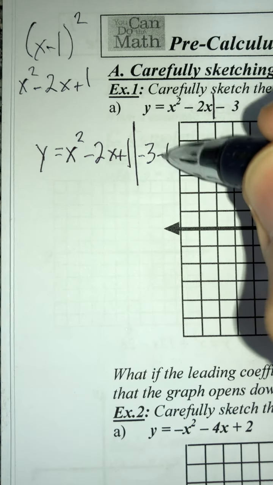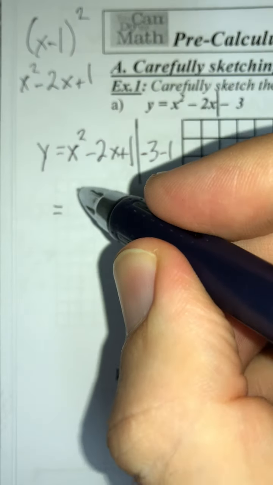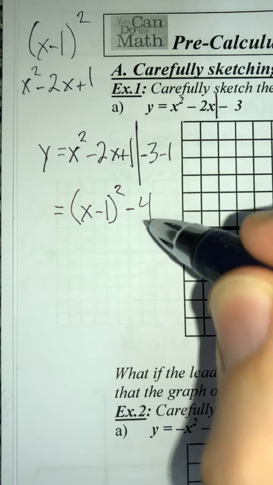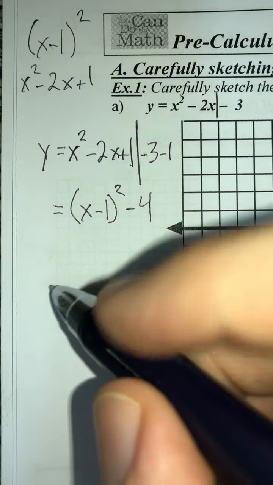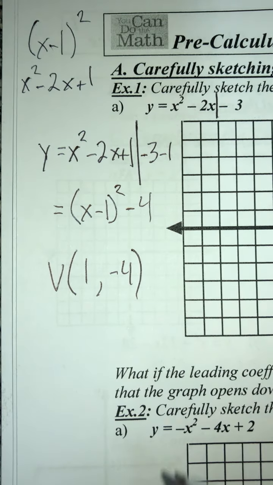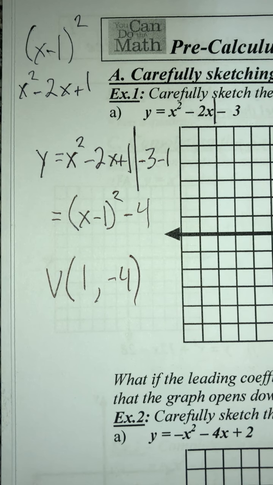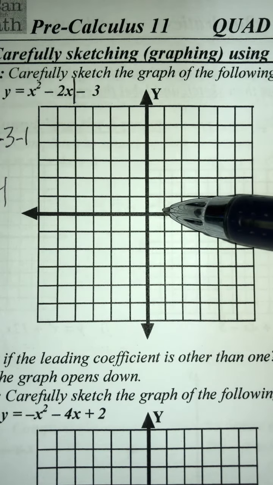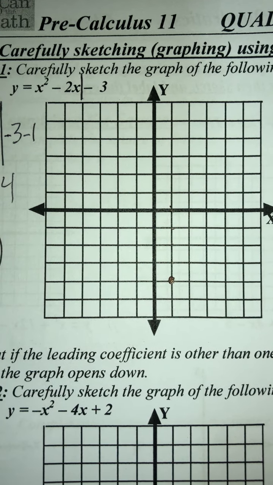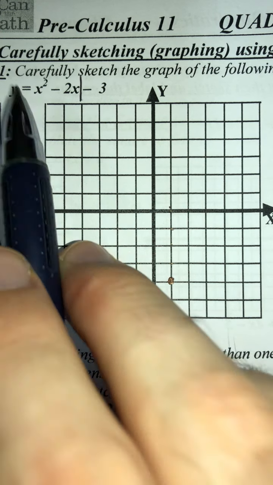minus 3 minus 1. So this side now is my perfect square, x minus 1 squared, and on this side, minus 4. So this gives me the vertex of positive 1, negative 4. So this we can plot out. There's my vertex at 1, negative 1, 2, 3, 4. There's my point. X squared is positive, so it needs to open up.